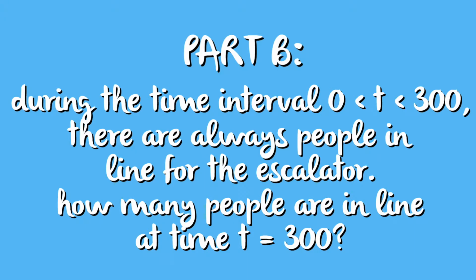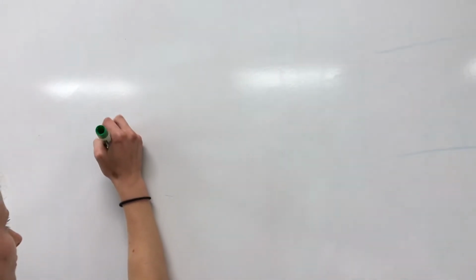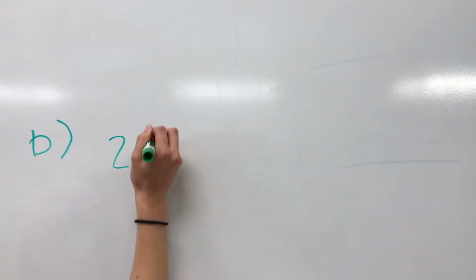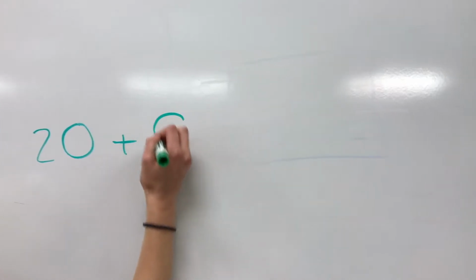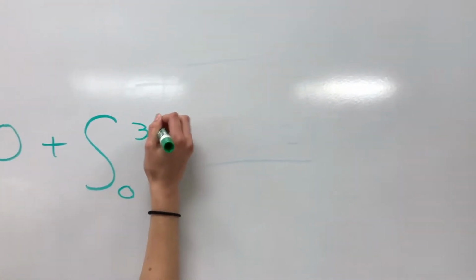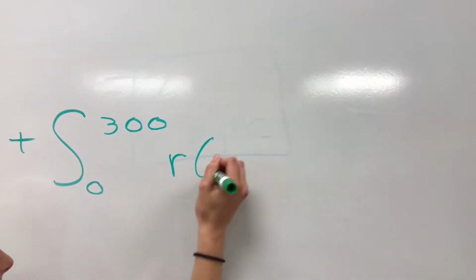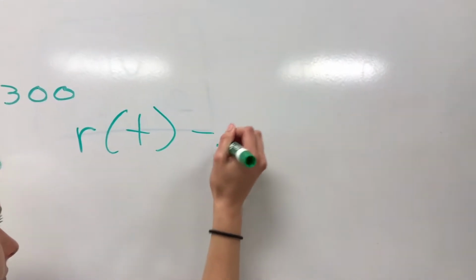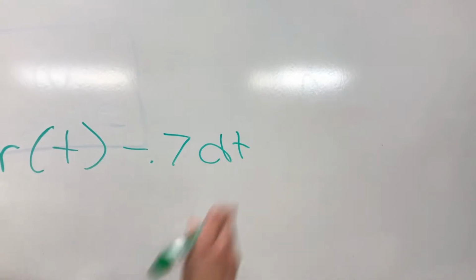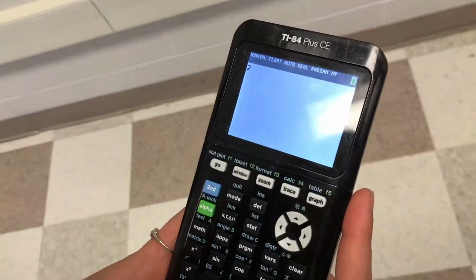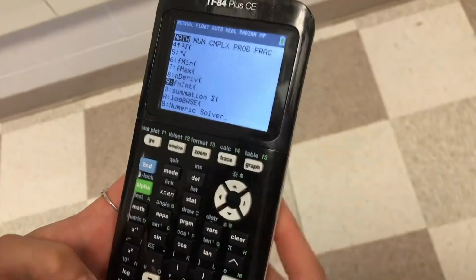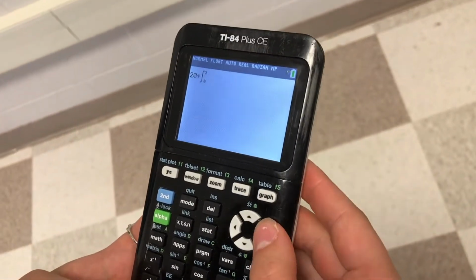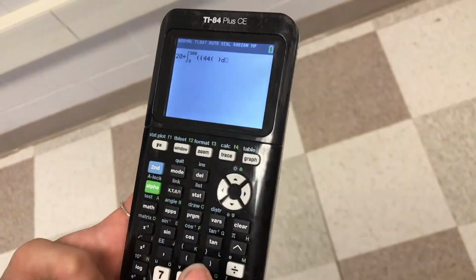During the time interval 0 to 300, there are always people in line for the escalator. How many people are in line at time 300? In order to find out, both the rate in and the rate out must be considered, as well as the initial number of people. The initial 20 people at time 0 must be added to the number of people entering minus the people exiting on the interval 0 to 300. In order to get people, the rates must be integrated to get rid of the per seconds. The rate in minus the rate out is integrated to give the integral from 0 to 300 of r of t minus 0.7 dt.